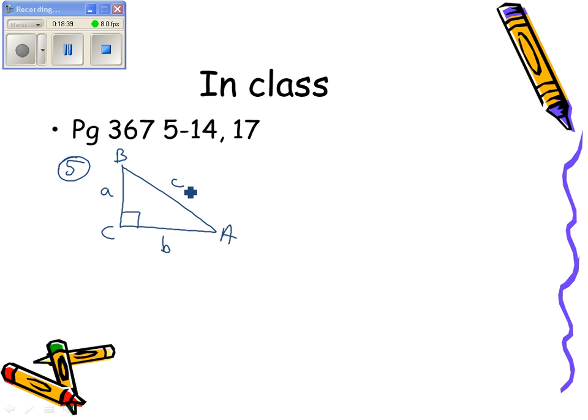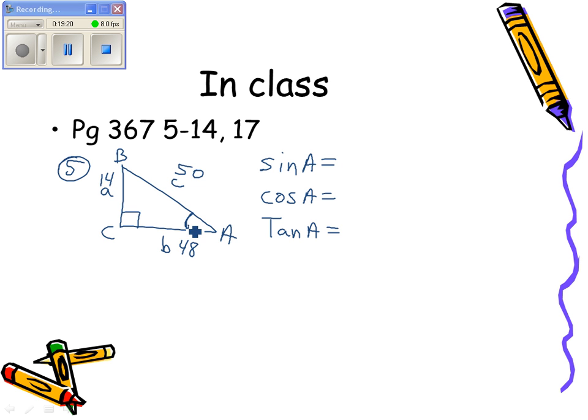And for number 5, they tell us that a is 14, b is 48, and c is 50, which fits in the 7, 24, 25 family. You could have figured that out. They want us to find the sine, cosine, and tangent of each one. So they want us to find the sine of angle A, cosine of angle A, and the tangent of angle A. They want you to actually give the fraction and the decimal answer. I'm just going to give the fraction answer and reduce it, and then if you divide it on your calculator, you can change it to a decimal.